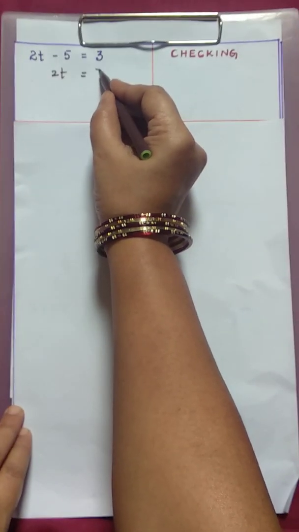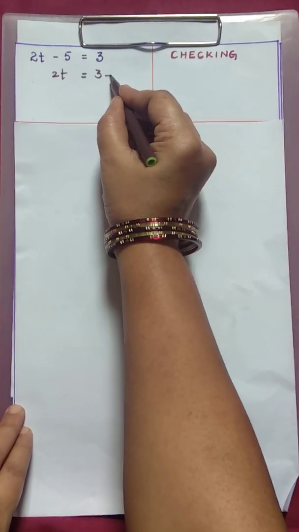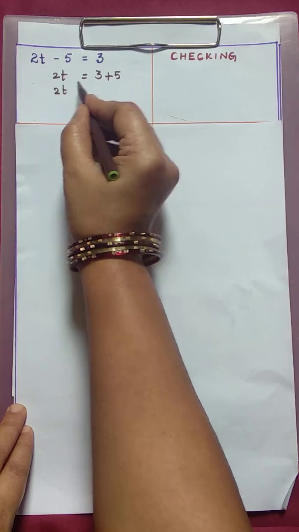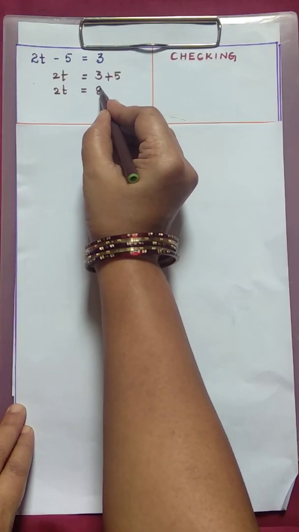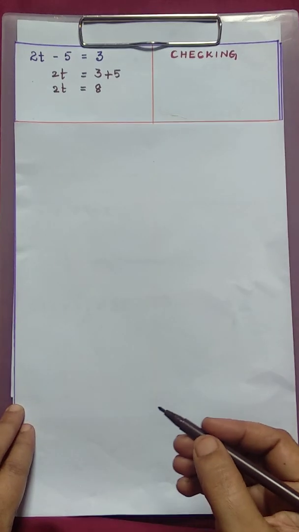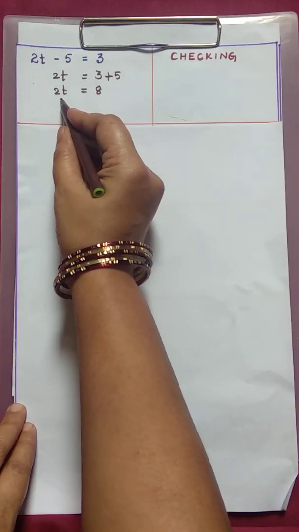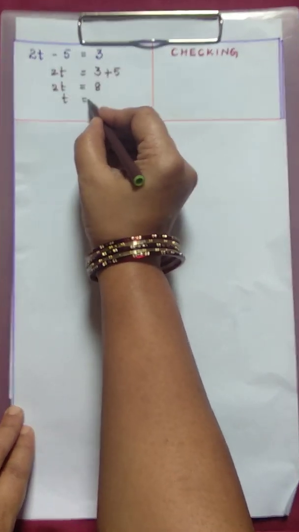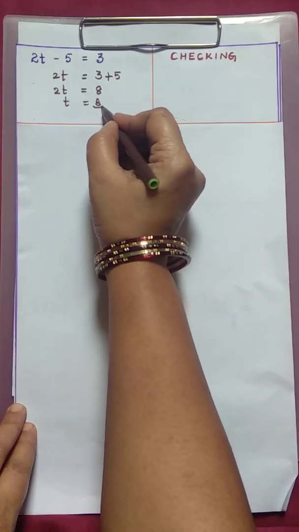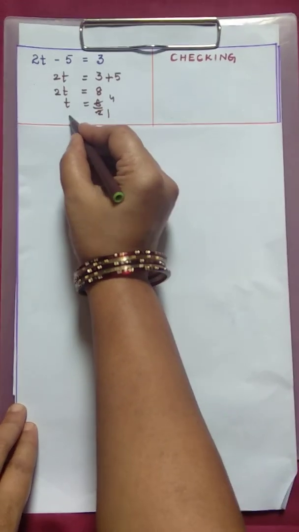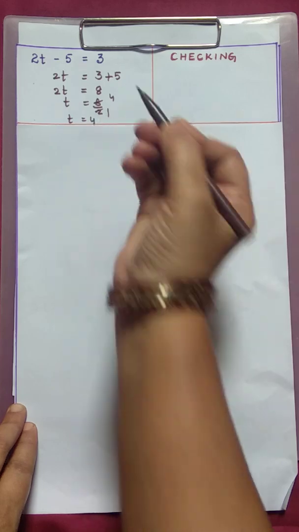So right side we have 3. So minus 5 becomes plus 5. 2t is equal to 3 plus 5, 8. Now here 2t means 2 is multiplying by t. So when we are transposing 2 to right side, we divide. t is equal to 8 by 2. 2 ones are 2, 2 fours are 8. So t is equal to 4.